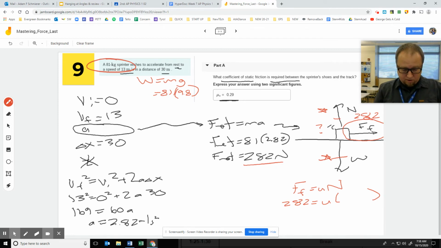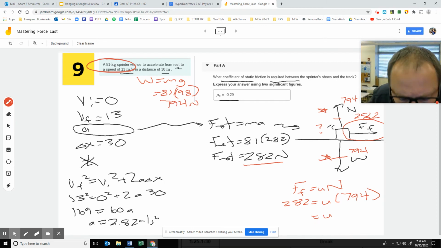Since we're doing Mastering Physics, I want to use 9.8, so I'm going to get this as accurate as possible. 794. So the weight force is 794 going down. So what's the normal force going up? 794. So if I solve for mu, I get 282 divided by 794. I get 0.355.